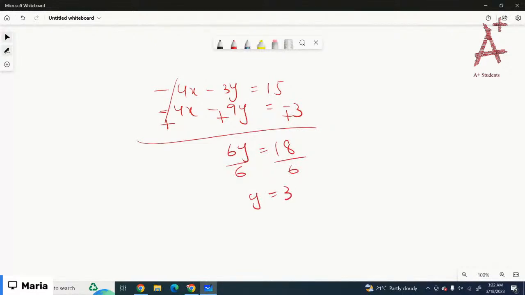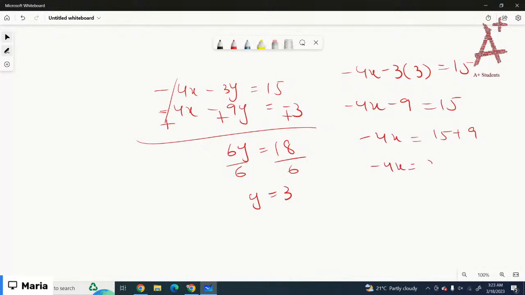Now you can substitute y equals 3 in any of the equations to calculate the value of x. It would be negative 4x minus 3, y is 3, and that equals 15. Got it? So it is negative 4x, 3 times 3 is negative 9 equals 15. Move 9 to the other side, it would be negative 4x equals 15 plus 9. So 15 plus 9 is 24. Negative 4x equals 24, and divide both sides by negative 4. So it would be x equals negative 6. So the correct option is negative 6 and 3. Got it?